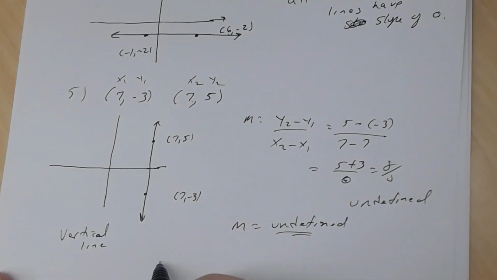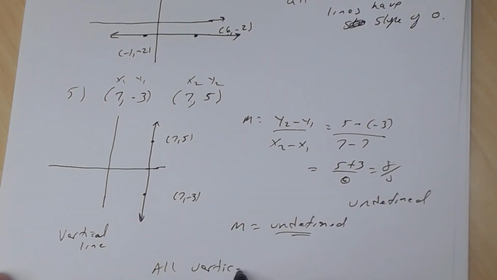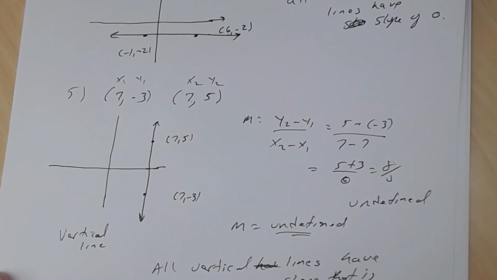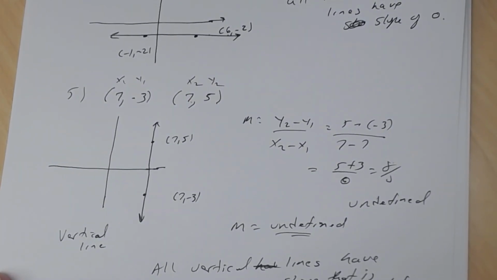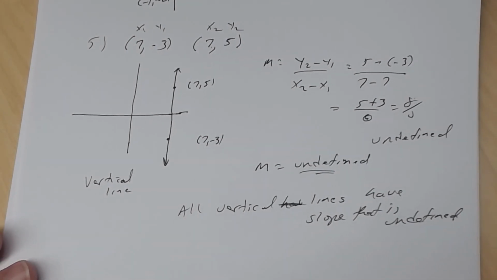So I want you to notice this. All vertical lines have slope that's undefined. So if you have a vertical line, the slope is undefined.